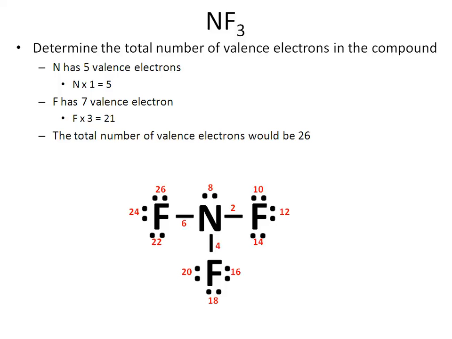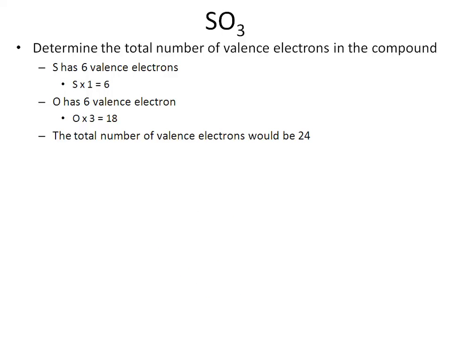So the rules are still the same. You draw what they call a skeleton structure of just the element symbols, and then you connect the symbols with single bonds, and then you add lone pairs until everything satisfies the octet rule. Or if it's hydrogen, it only gets 2 electrons. So that was an example of one that's a little bit more difficult.